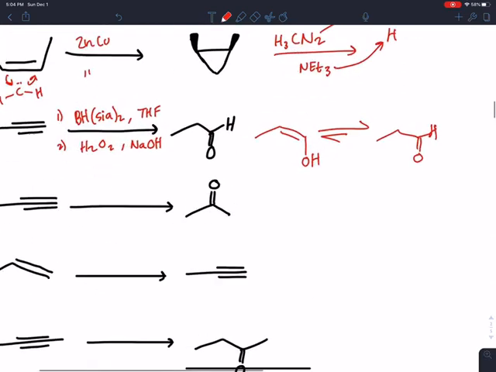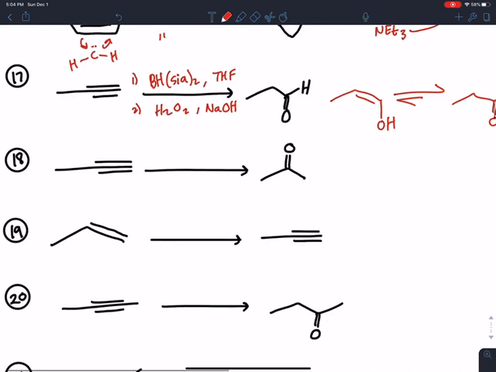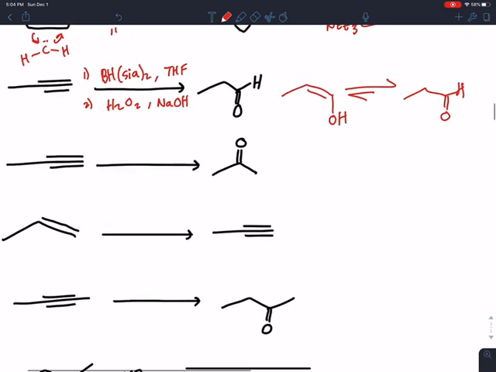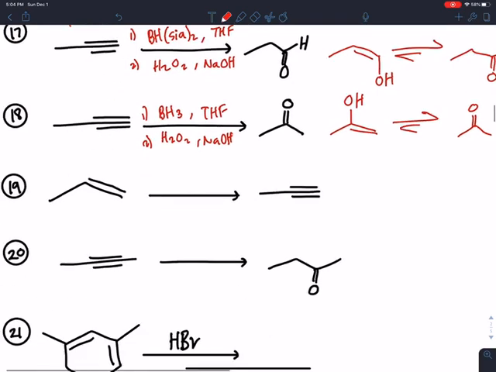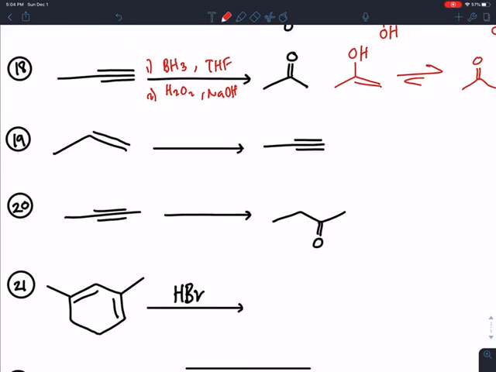Okay, if you want the ketone at the end, well, that's where you use the other one, which is just BH3 with THF and so on and so forth. Okay, and this one's going to make this instead. You make the alcohol in the middle like that, and then you do ketone to enol to make it into that.